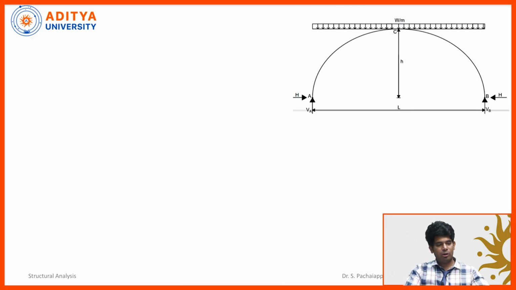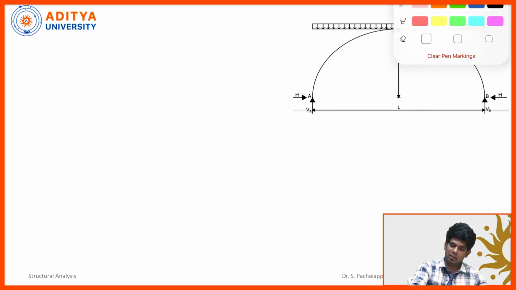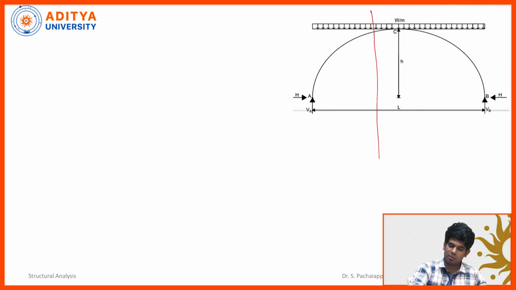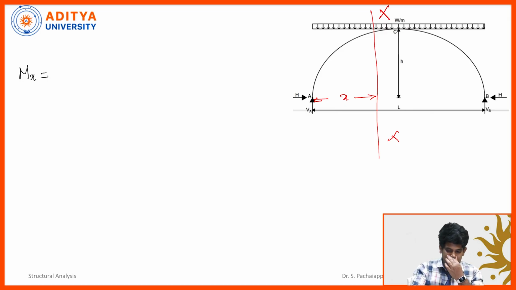So next we are going to calculate the bending moment at any section. We are going to prove the bending moment at any section is 0. Let's mark the section first of all. I am considering the section XX, and the linear distance is small x. This linear distance is small x. I am going to calculate the moment, Mx. Mx represents the bending moment at this XX section.